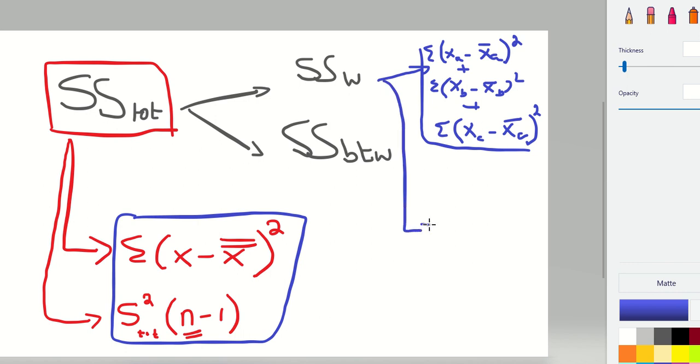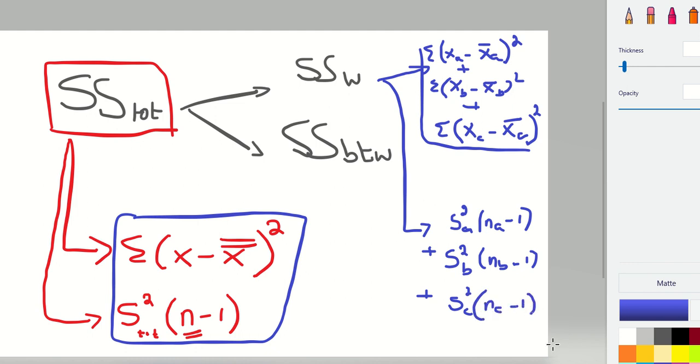Another way to do it is take the standard deviation of A, square it, and multiply by the number of observations in group A minus 1, plus take the standard deviation from group B, square, times the degrees of freedom of group B, which is NB minus 1, plus the standard deviation of group C, square it, times the degrees of freedom of group C. Okay? So like we did for the sum of square total, you either sum the squares or you use the standard deviation squared times the degrees of freedom.